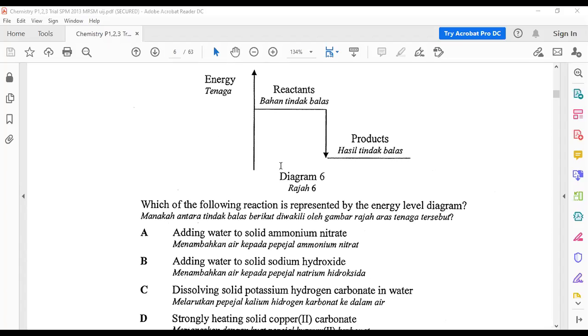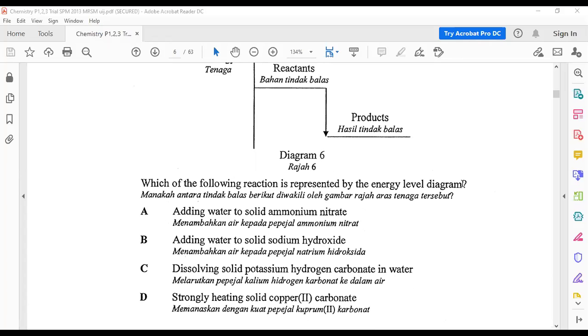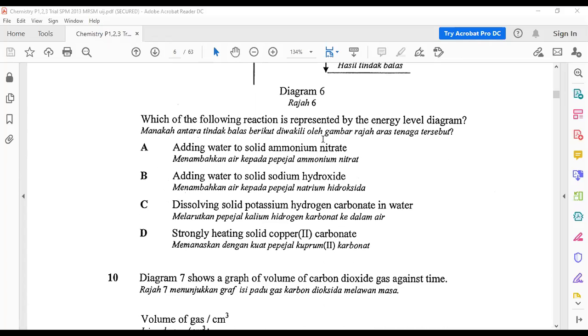Now, if you were given this energy level diagram and you are asked to state the type of reaction, which is exothermic reaction, and you are asked to explain, this is how you explain. Therefore, we are going to look for an exothermic reaction here. Your answer is only this one, B, adding water to solid sodium hydroxide. And actually, this part B here is the way to remove clogs from drains.